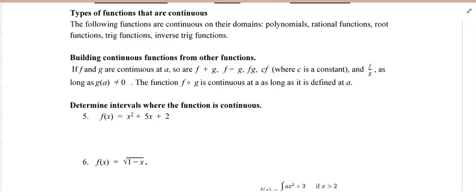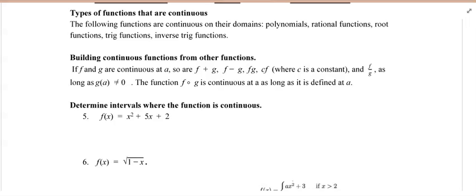Let's build some continuous functions from other continuous functions. If f and g are continuous at a, if both f and g are functions, so are the addition of these functions, which makes a new function: f plus g, f minus g, f times g, c times f, where c is a constant, and f over g, as long as g of a is not equal to 0. The function f of g is continuous as long as it is defined at a.